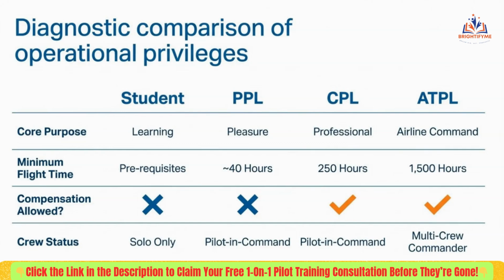As you can see, the requirements jump significantly as you progress. While a PPL requires roughly 40 hours of flight time, reaching the ATPL requires a staggering 1,500 hours. The core purpose shifts from pure learning and pleasure to professional operations, and ultimately airline command, where you move from solo flight to leading a multi-crew team.